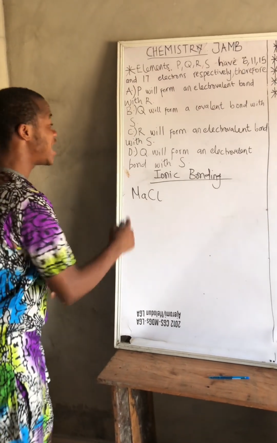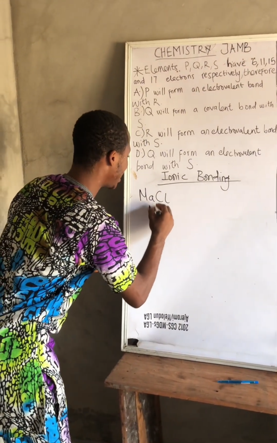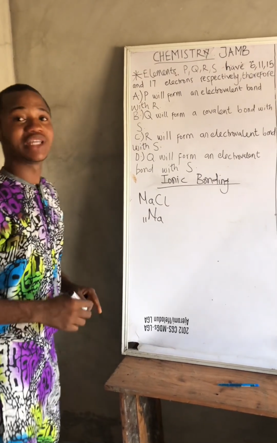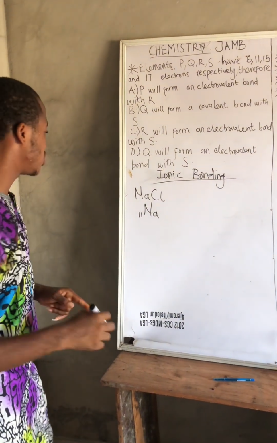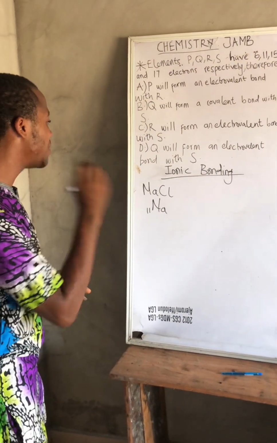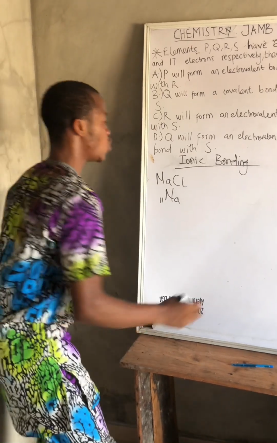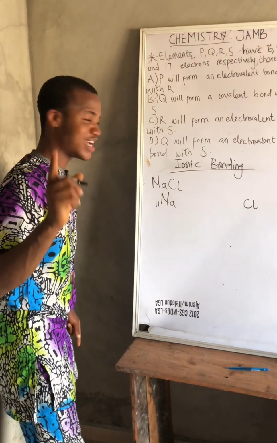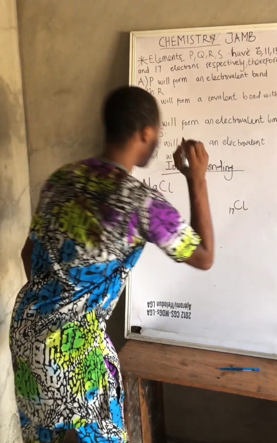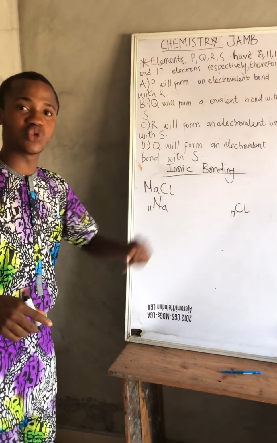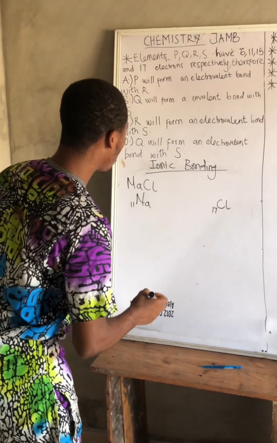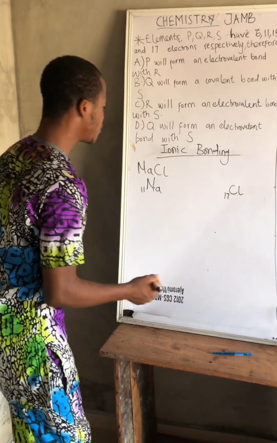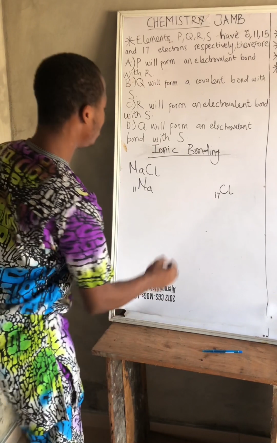Sodium has an atomic number of 11. That means that it has 11 electrons. Chlorine has an atomic number of 17. That means it has 17 electrons. So let us try to draw the diagrammatic structure of this electronic configuration. Hope you are following me.